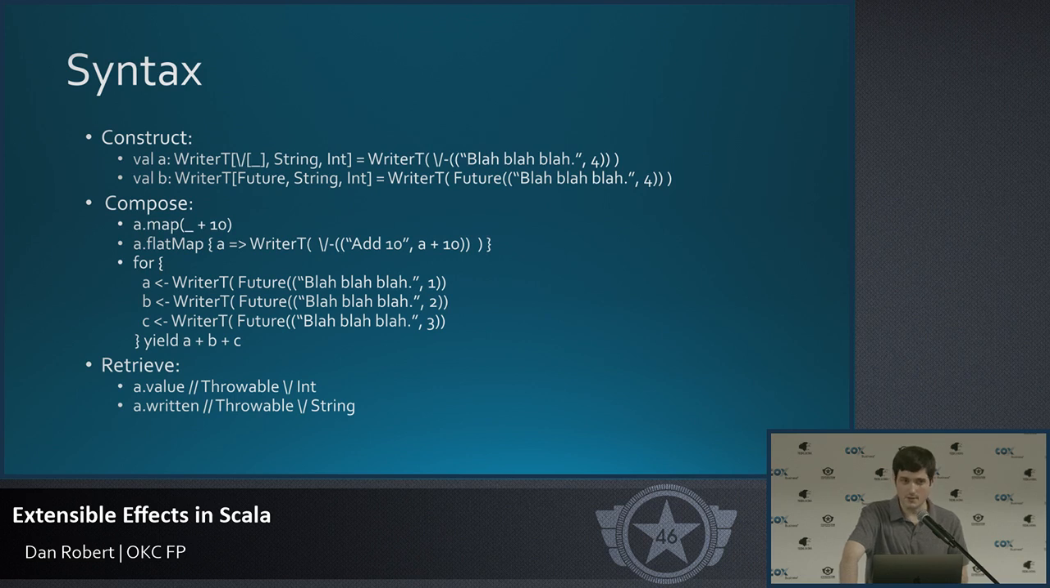Any questions there? Dylan? For that for comprehension there, your transformers have to have the same first type argument? Yes, so they all have to be the same. You have to have the same type signatures. So you have to be operating on a feature with a writer to compose them in this way. You can't just throw in like an either in there.